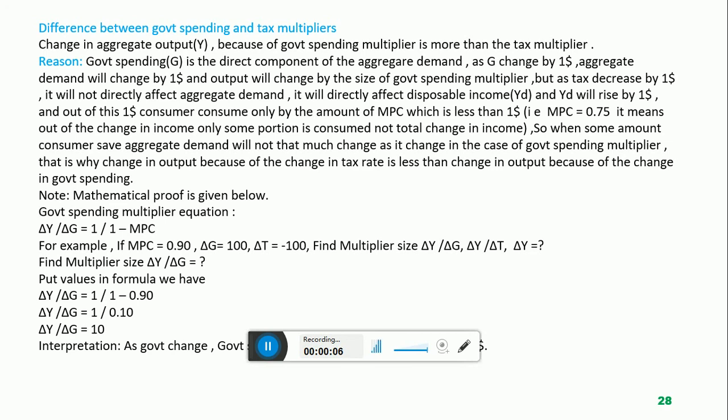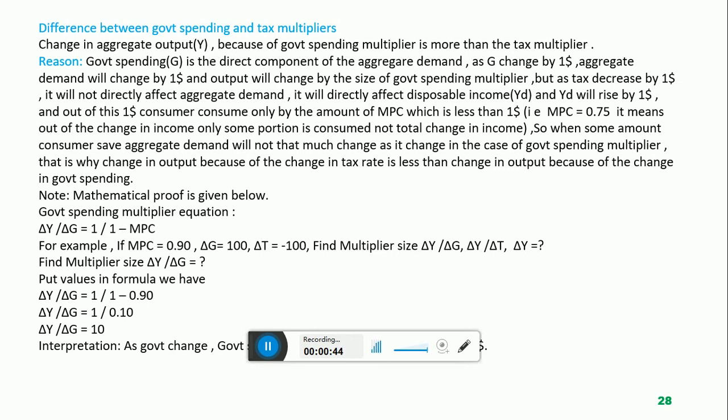In the previous lecture we were learning determination of aggregate output level using fiscal policy, and we discussed the two instruments of fiscal policy. One was the government spending multiplier and the other was the tax multiplier to determine the change in aggregate output level. Today our topic is the difference between government spending and tax multipliers. Today we will differentiate the government spending multiplier and tax multiplier.